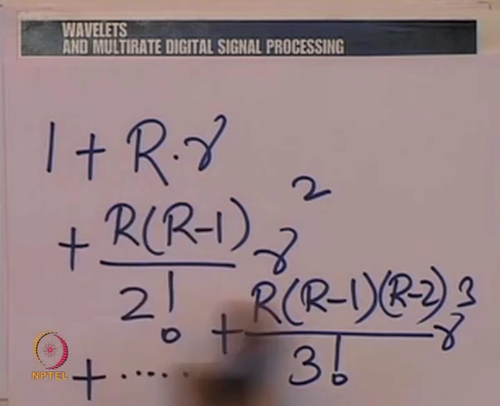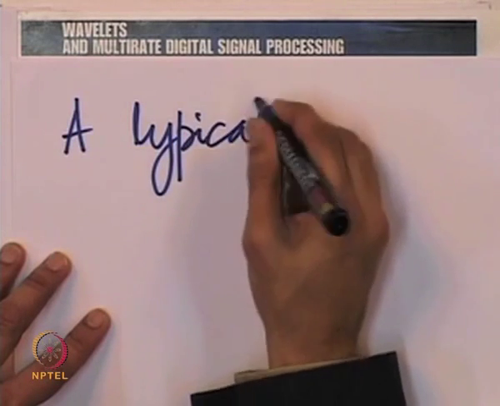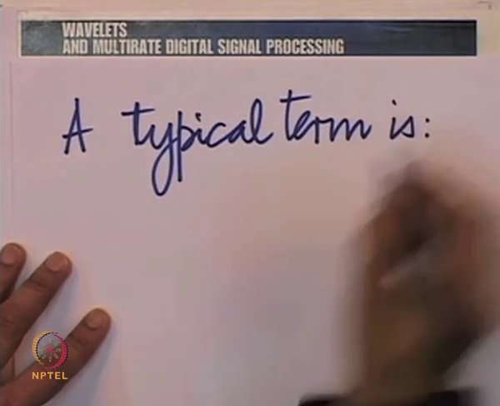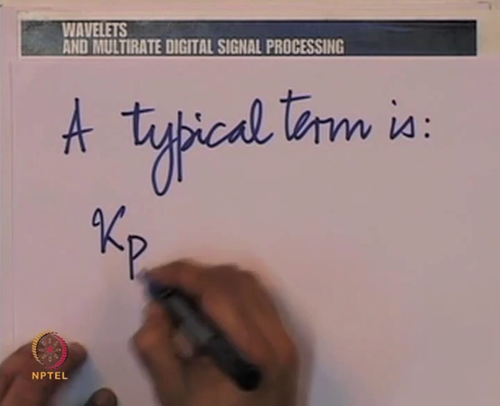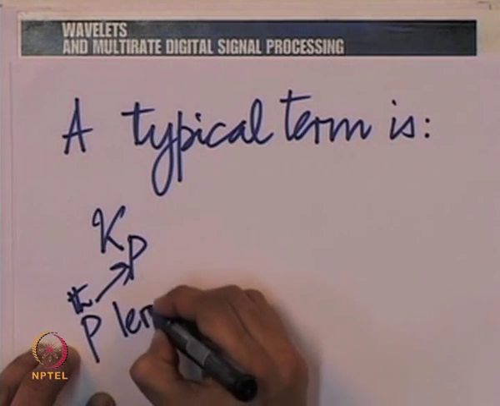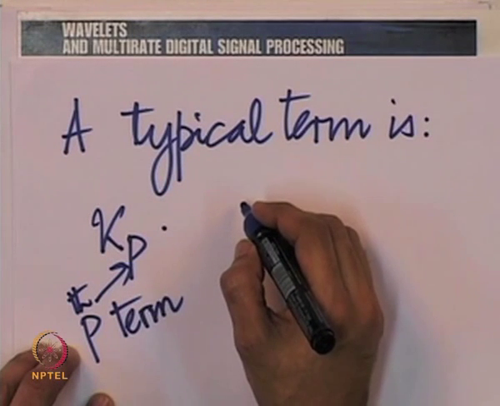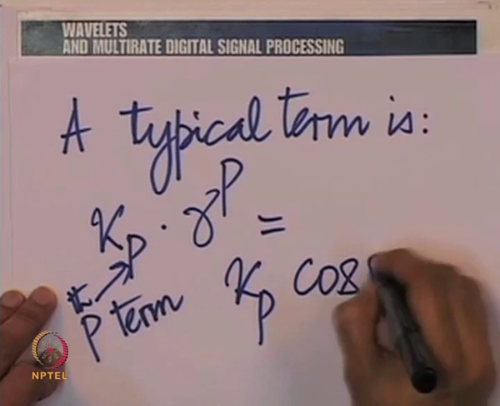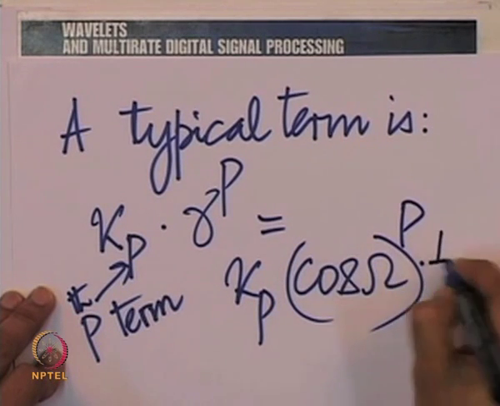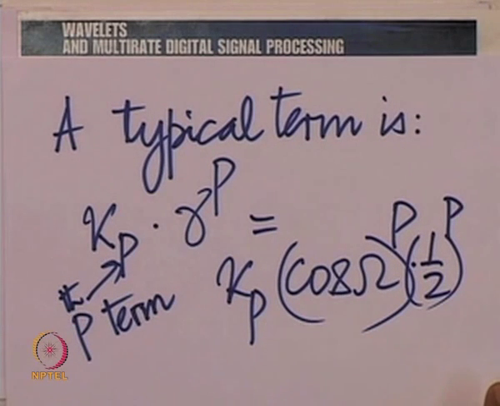Now, the precise terms in the expansion are not so critical. What is critical is the nature of the terms. A typical term here is of the following form. It's of the form some constant, suppose it is the pth term, some constant kappa p times gamma to the power p, and this is essentially kappa p times cos omega to the power p into half to the power p. That is interesting. Now, let us once again recall, of course, here p is a positive integer.